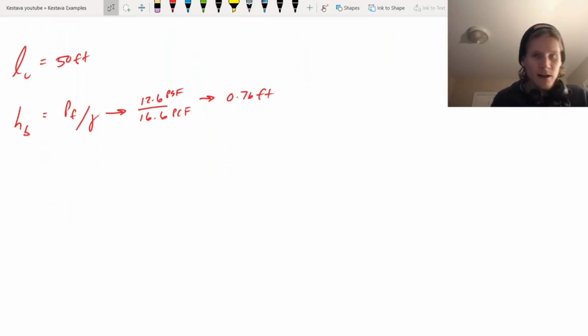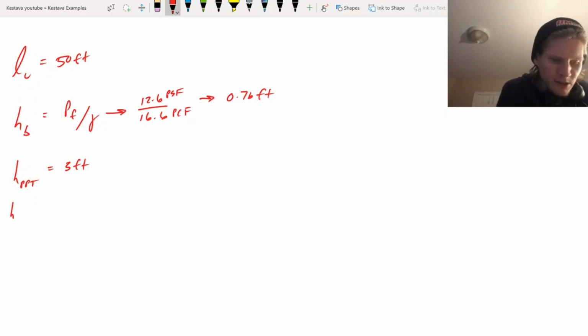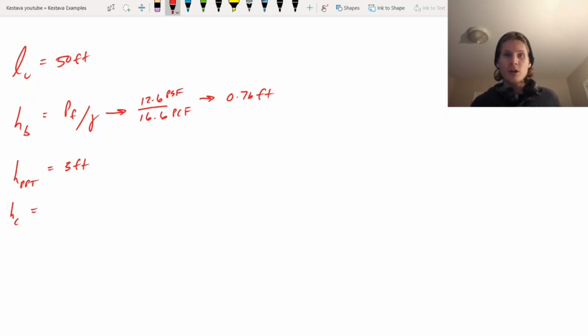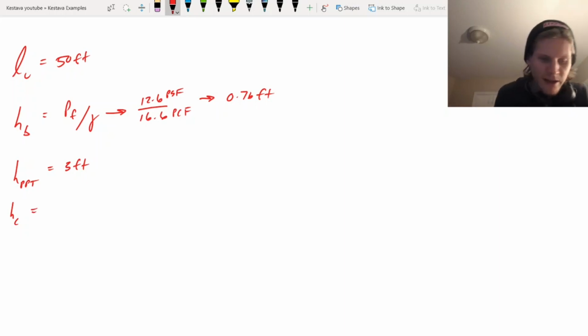Next, we're going to need our parapet height. We already know our parapet height is 3 feet, so we'll just call it h_p equal to 3 feet. Next, we're going to need H sub C, and that is just the height of the balanced snow load to the top of the parapet. That's an easy equation because that's just 3 feet, the height of your parapet, minus the height of your balanced snow load, which we found, H sub B. So that's 0.76 feet, and that is going to equal 2.24 feet.